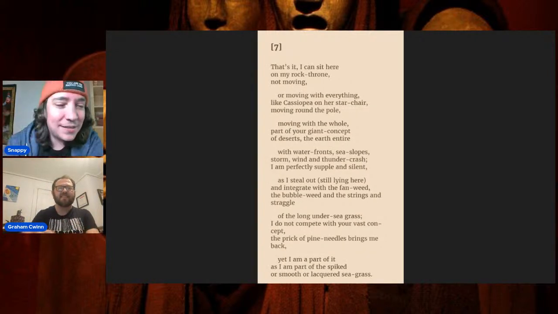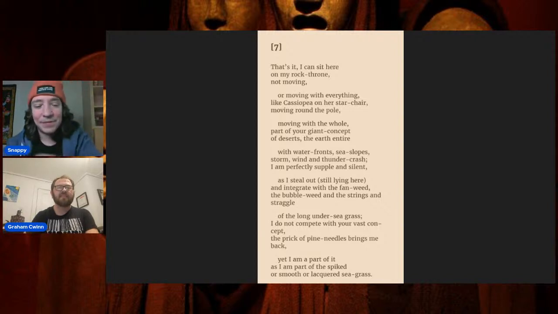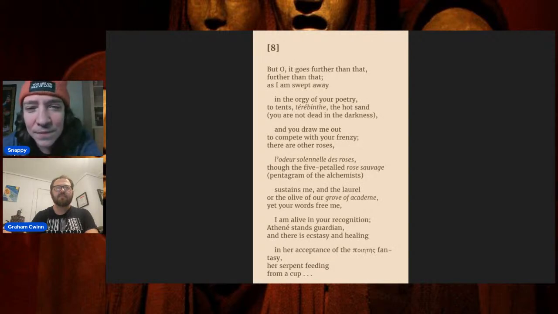Wow. This difference between the ocean and the tree, right? The masculine and the feminine, what we're seeing. But they're still both this magic, and she's embracing both of them. But oh, it goes further than that.